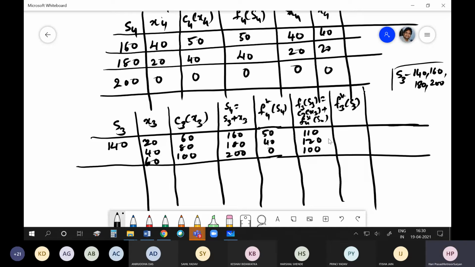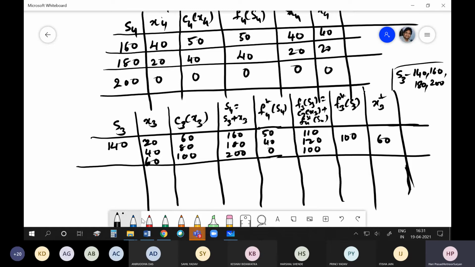Okay, so what is F3 star of S3? Harshal, you will get F3 star of S3 here and I will have X3 star here. What is F3 star of this? 120. Sorry, I have to take the minimum, 100. Okay, 100, isn't it? So corresponding to 100, what is X3? 60. That means if you have 140 units at the end of 10 years, better you increase it by 60 so that the present worth will be this much.